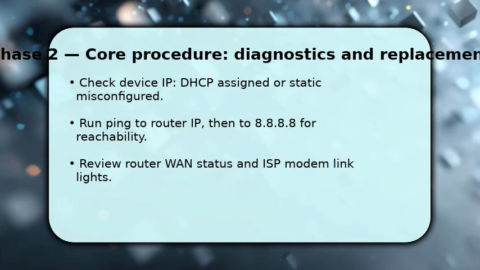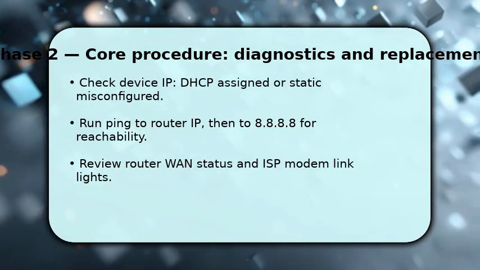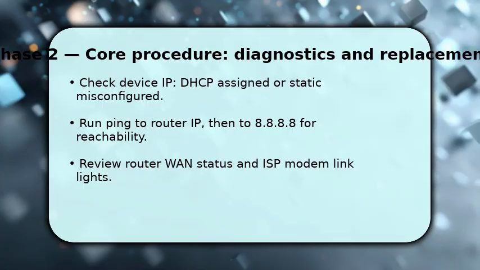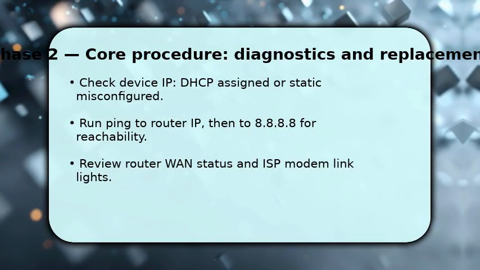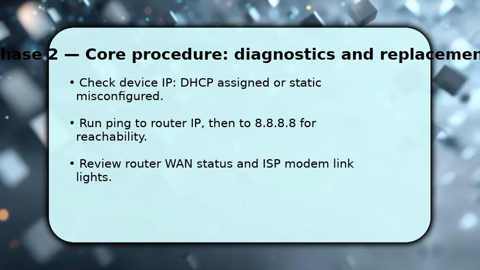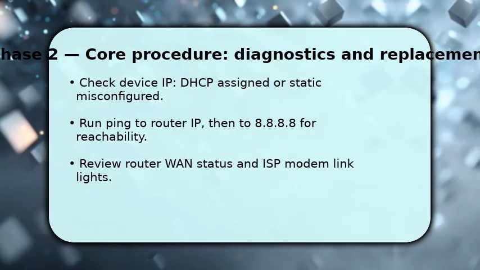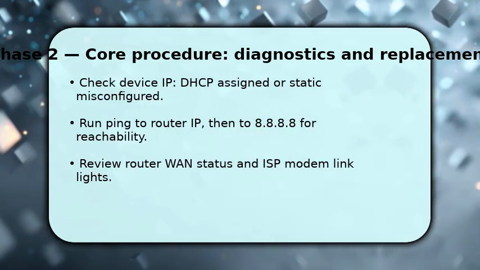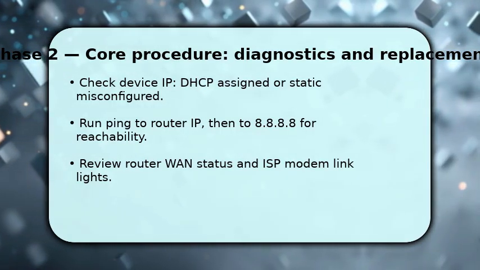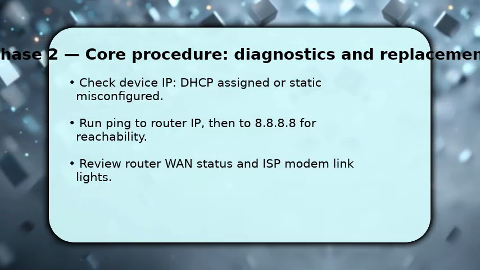Now you dive deeper into the network stack to find where traffic stops. On your device, confirm whether DHCP assigned an IP or a static address is misconfigured. Fix settings if needed. Then, ping the router IP. If that succeeds, ping 8.8.8.8 to test outside connectivity. If router pings fail, check the router's WAN/internet status page and your ISP modem link lights.